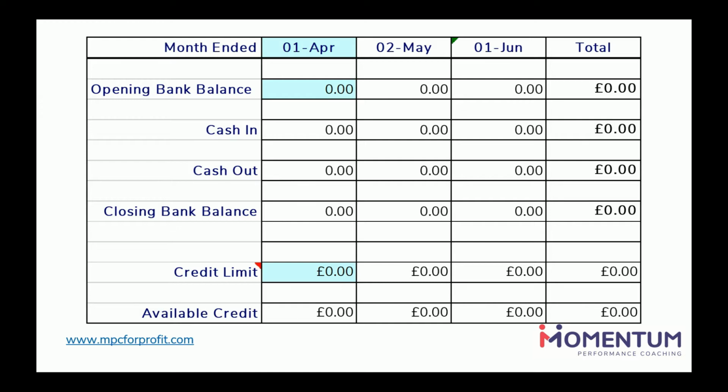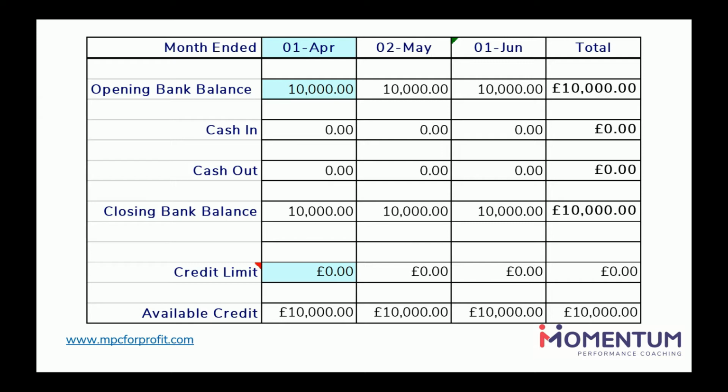This is the cash flow summary view that you would see on this tool. The cells in turquoise are ones that you can type into. So you can change the 1st of April to the 1st of December or whatever month you want it to be. The opening bank balance is basically how much cash do you currently have in the bank, and the credit limit is if you have an overdraft facility, that sort of thing. The cash in, cash out and closing bank balance lines are generated from the numbers that you are going to put into one of the other three tabs on this spreadsheet.